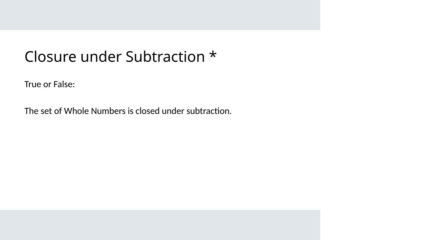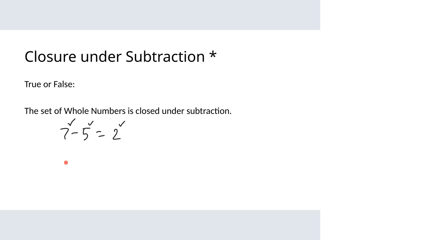So the set of whole numbers is closed under subtraction. Well, if I do 7 minus 5, I get a whole number. Whole number minus whole number equals whole number. Yeah, but that's just one example. That doesn't mean it's true all the time. In order to show this false, I just need one counterexample.